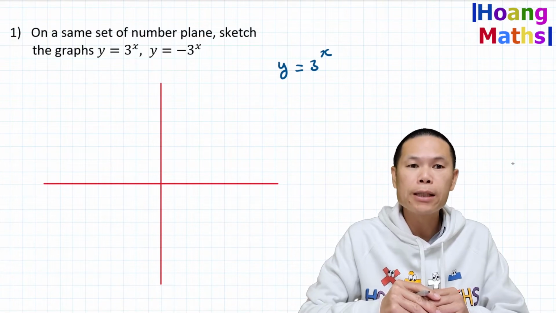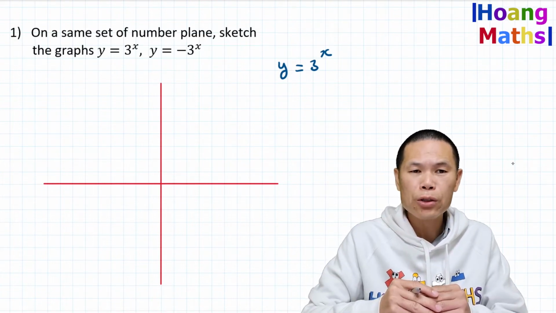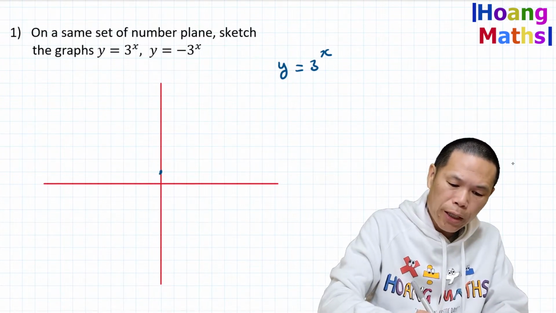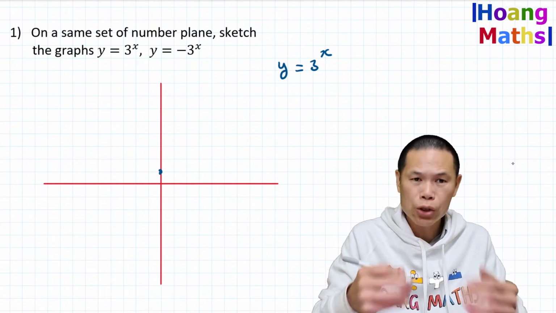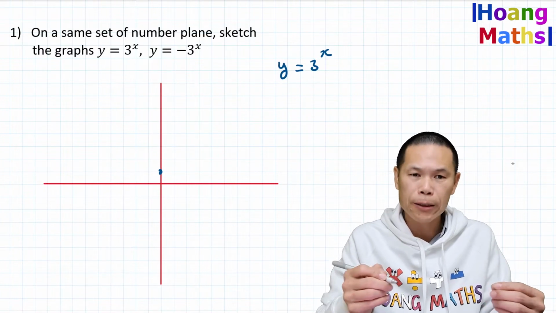Okay, let's start from x is equal to 0. Any number to the power of 0 is 1. So therefore, 3 to the power of 0 is 1. So it's 1 here. We don't need to put the numbers on the number plane. We just locate a few points on the graph after we graph it.